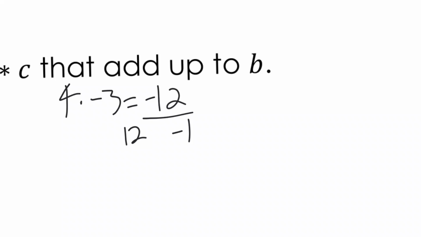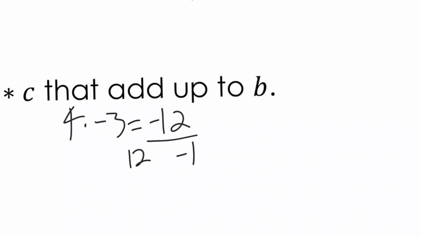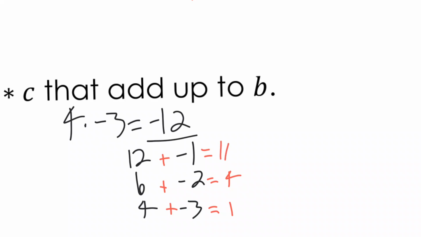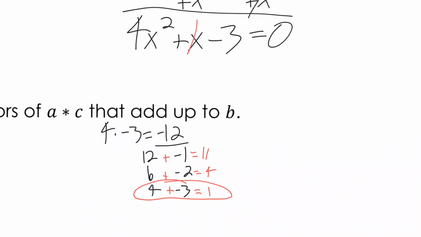I might have said that a little weird. Hopefully that makes some sense though. But yeah, 12 is 12 times 1 and 6 times 2 and 4 times 3. So I'm going to make the bigger one positive and the smaller factor negative. So that way when they add together, it makes a positive sum. Okay, so I get 11, 4, and 1. So I'm going to use 4 and negative 3 because those add up to get that positive 1 for that middle term.